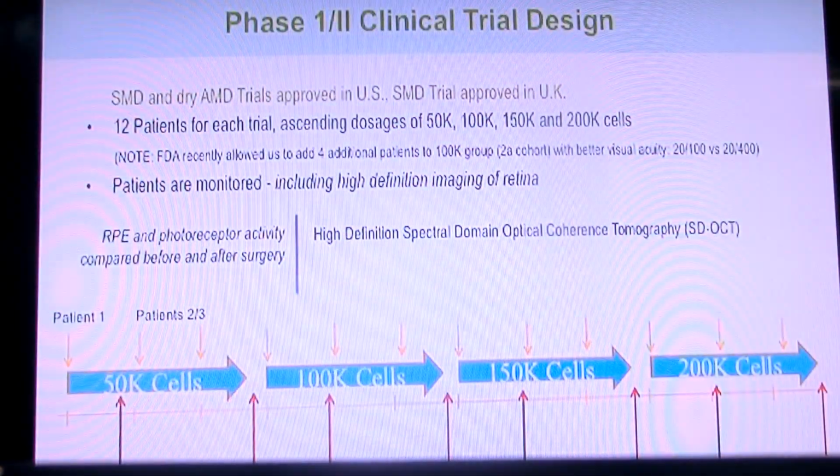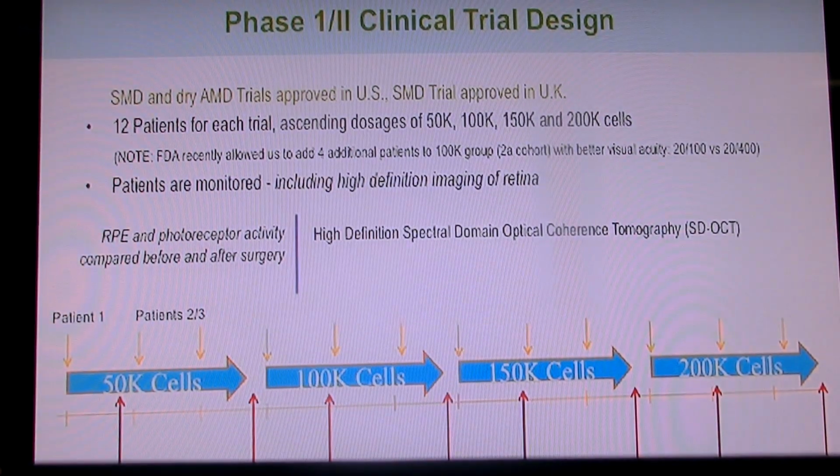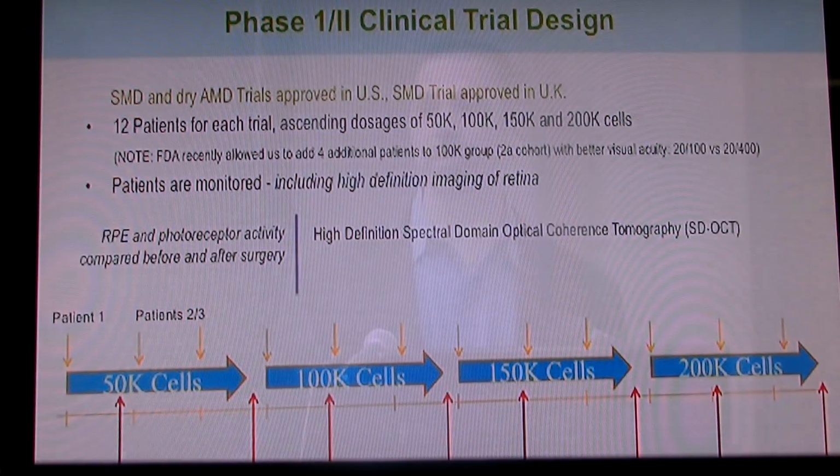And this just shows you the design of the clinical trial. Each of these clinical trials is 12 patients, so 12 Stargardt's, 12 AMD in the US, and then also 12 Stargardt's in Europe. So we've treated 30 patients to date. And we also recently got approval, based on the safety, to move into patients that have better vision. The goal of this technology isn't really to reverse blindness. It's that when the patients start to lose their retinal cells, you no longer are maintaining the healthier photoreceptors.